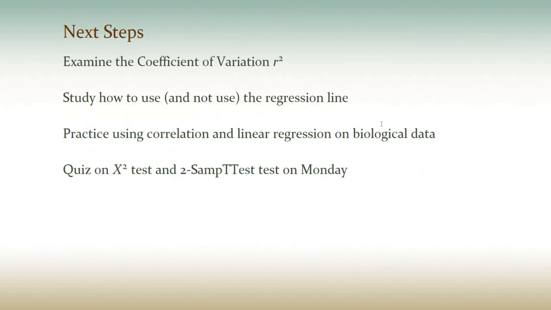Okay, where do we go from here? Well, you've got a worksheet to work on, and we'll show the answers to the built-in problem here, and also you get to practice with the TI calculator for computing correlation linear regression. And then next week, we'll examine something that's called the coefficient of variation, which is just the square of the correlation coefficient, but it has important meaning. We'll also study how to use and also not use the regression line. When is it useful? What can we use it for? What should we avoid? We'll practice using correlation linear regression on biological data.